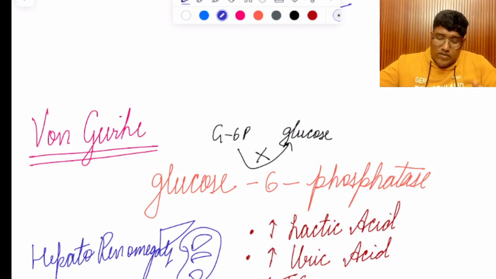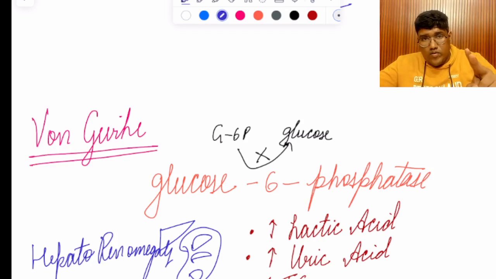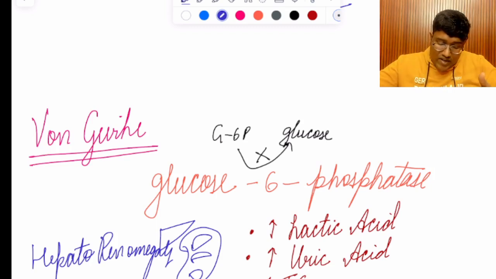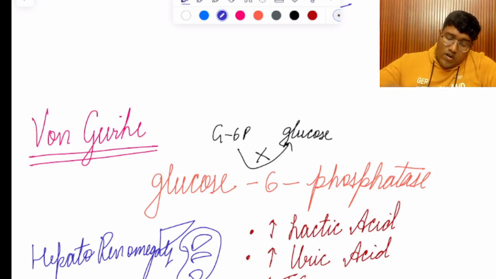So you just have to remember this, right? There are two acids, lactic acid and uric acid. There's going to be increased triglycerides. And finally, what we can see is hepatorenal. A lot of them will ask, why the increased triglycerides? Because the liver is messed up. So the triglycerides will go up. So that's what one should know.